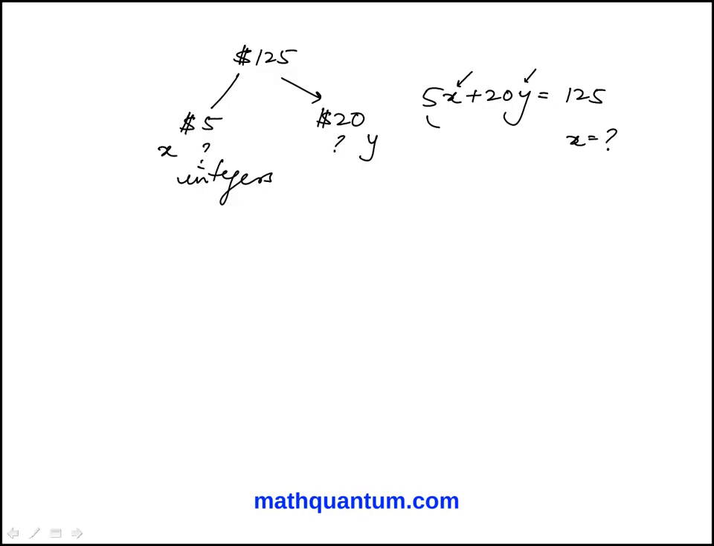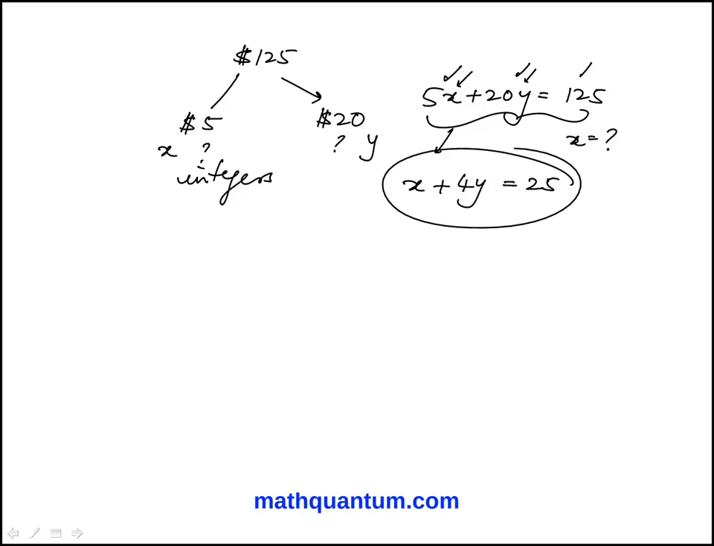So first thing I want to do is to reduce this, divide both sides by 5, so that becomes X plus 4Y equals 25. I'm dividing each term by 5. So that's my equation. And statement 1 says Max has fewer than 5 bills worth $5 each. So they're saying X is less than 5, and X is positive. So the only possible values are 1, 2, 3, 4.